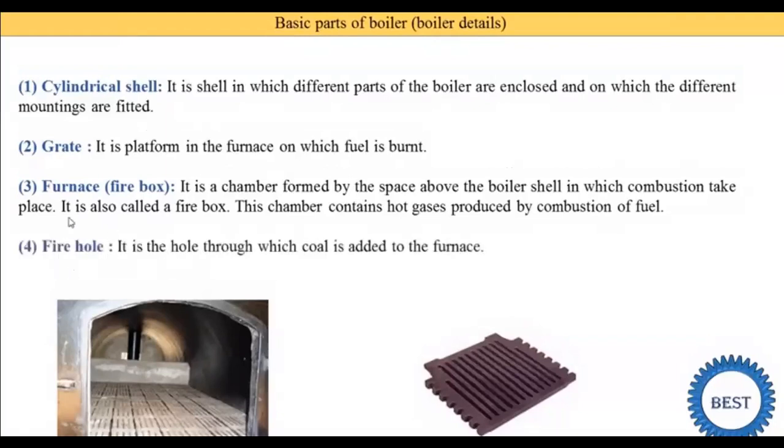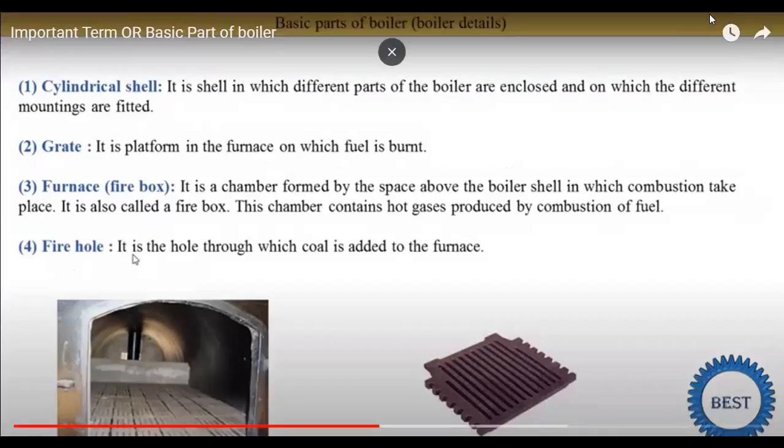The next part is the fire hole. It is a hole through which coal or various fuels are added to the furnace. Meaning the place from which the different fuel is supplied to the furnace is known as the fire hole. So in this image you can see this.